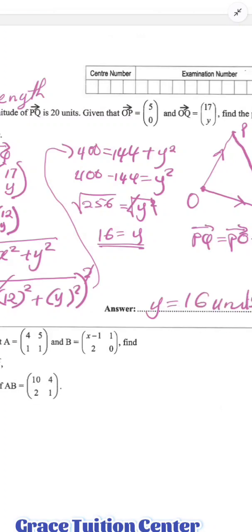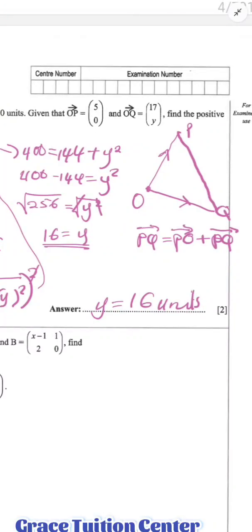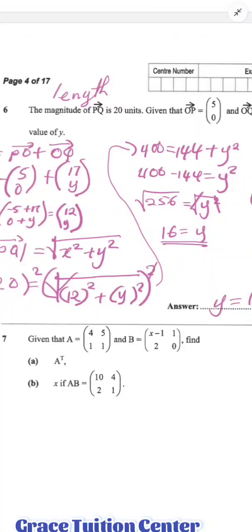Don't forget to write the word units. Oh no, there's no need to write the word units because we're not finding the magnitude. So every time you're finding the magnitude, you write the units in front here, but in our case we are not finding the magnitude. Instead, we're just finding the value of y. So there's no need for you to add the units there.